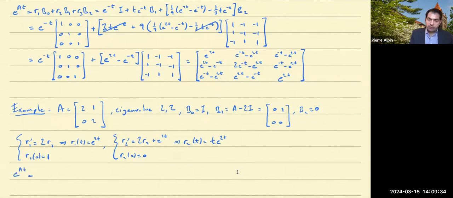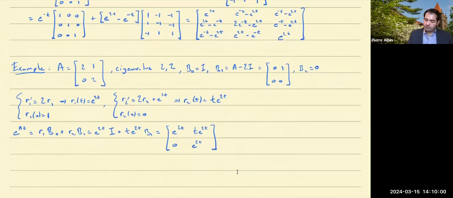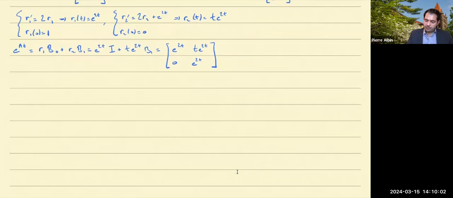And once you have the coefficient functions, you can compute the exponential, R1 B0 plus R2 B1. So that's e to the 2t times the identity plus t e to the 2t times B1. And so e to the 2t on the diagonal, t e to the 2t above the diagonal. Okay.